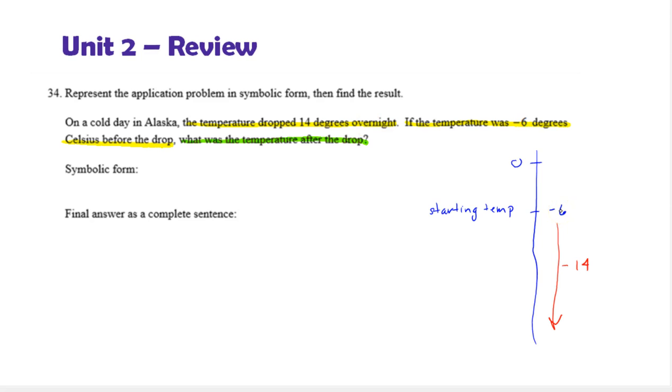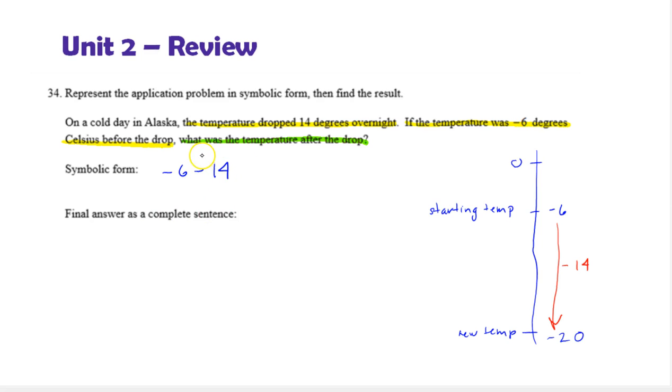So from the negative 6, we want to subtract 14. So that's our symbolic form. Starting temperature minus the change of 14. Okay. And that will give us our new temperature. And let's just label this. Notice if you go 6 down and then 14 more down, that's negative 20. Okay. Or you could rewrite this as addition. You're combining negative 6 with negative 14 gives you negative 20.